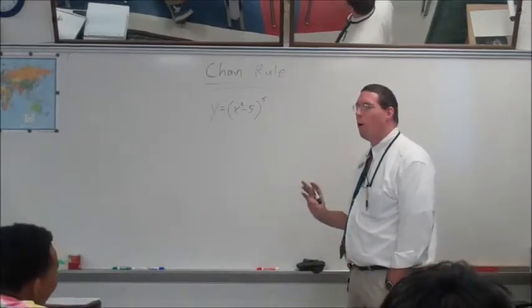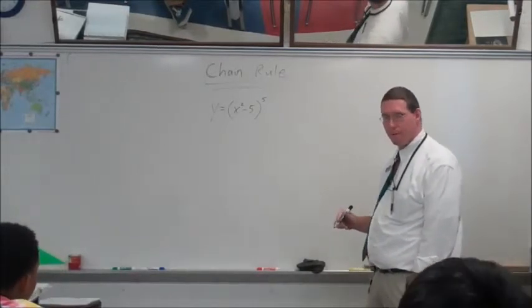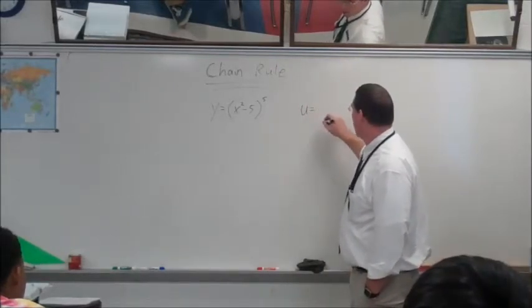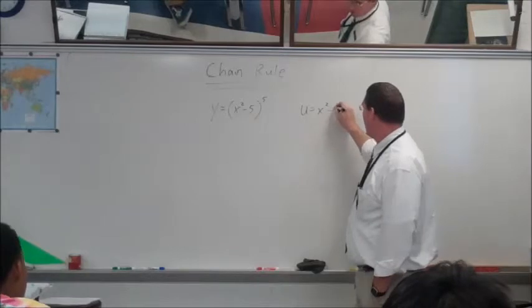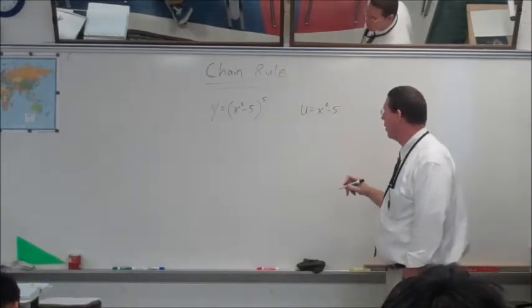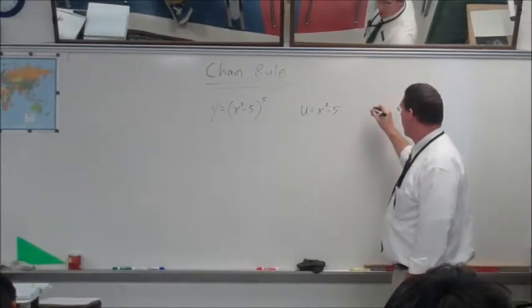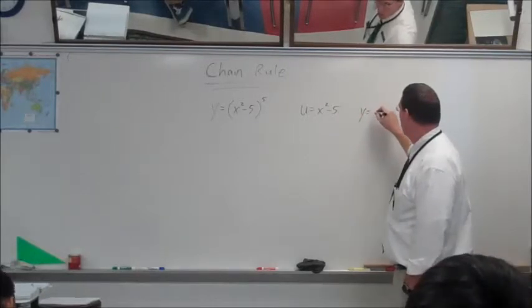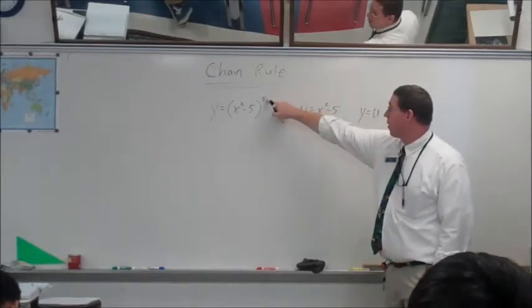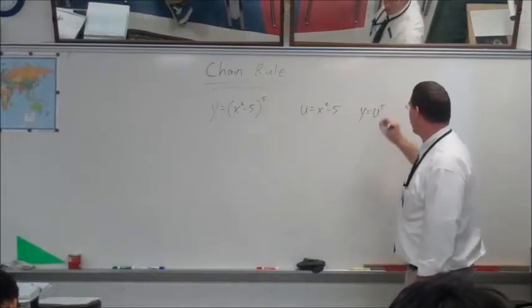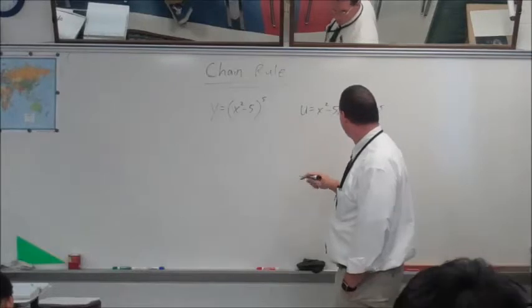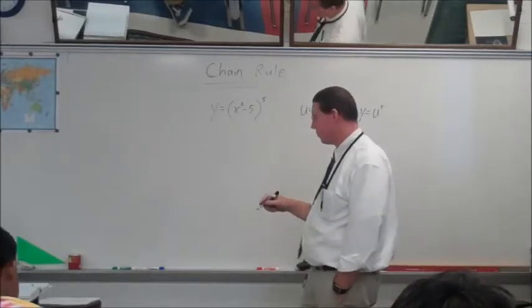What would our first step be here? Okay, good. U equals what? X squared minus 5. Yep. And now what? Y is equal to u cubed. Nope, it's whatever this is. Yep, u to the 5th power. Yep. And now what should I do? I'll wait for you guys.